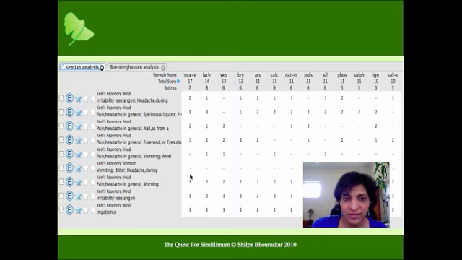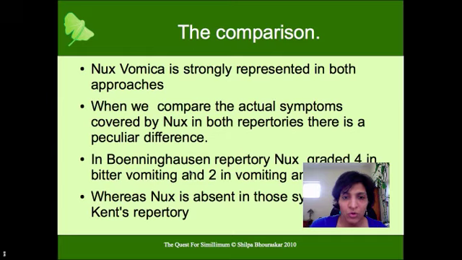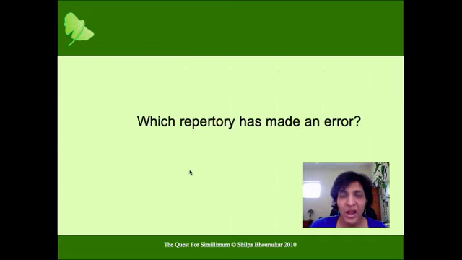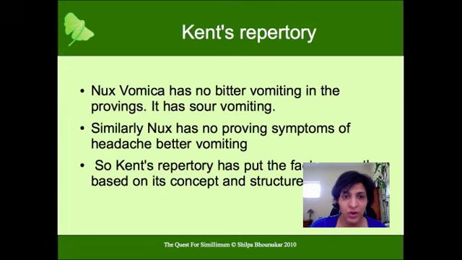However, in the Kentian analysis, vomiting ameliorates, there's no nux vomica. Bitter vomiting, there's no nux vomica. And that was weird. So what's happened? Is that an error, or is that something which we have missed out? Let's look at that. I tried to look into the source books, and I found that nux vomica has no bitter vomiting in the provings. It has sour vomiting. And nux vomica has no proving symptom of headache better by vomiting.